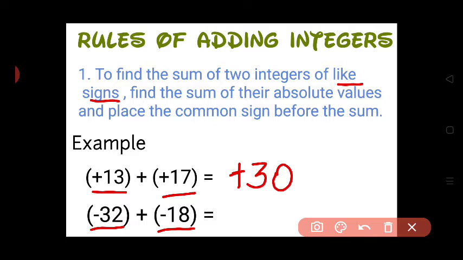Like this. The second one is minus 32 plus minus 18. So first find the sum of 32 and 18, that is equal to 50. And now place the negative sign before the sum, like this, -50.